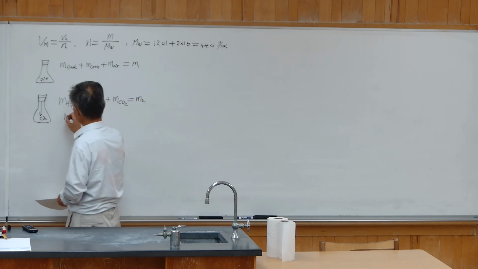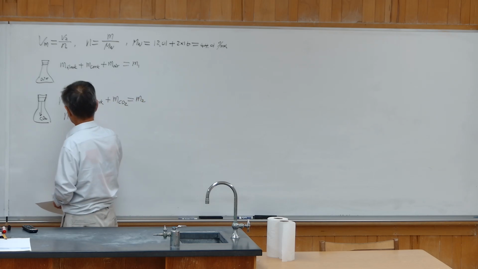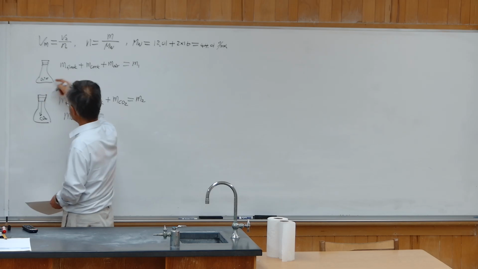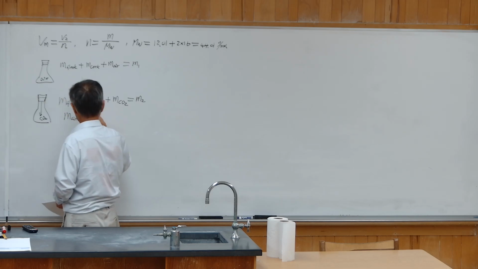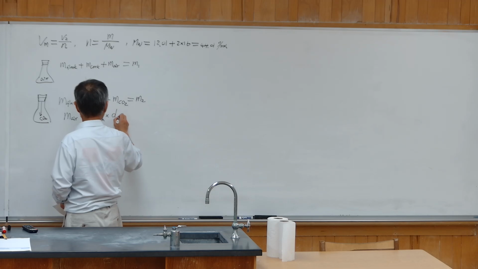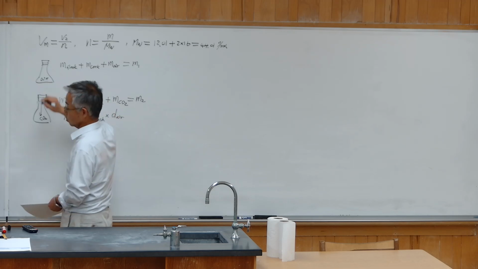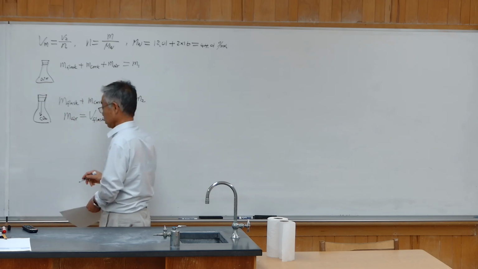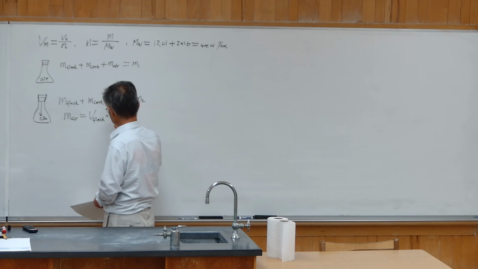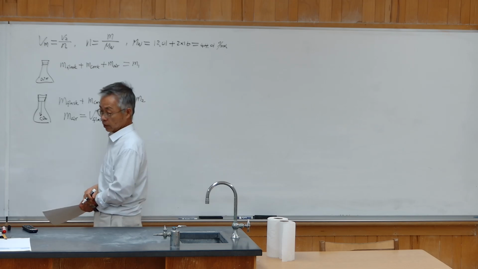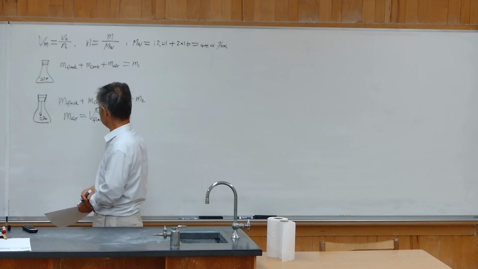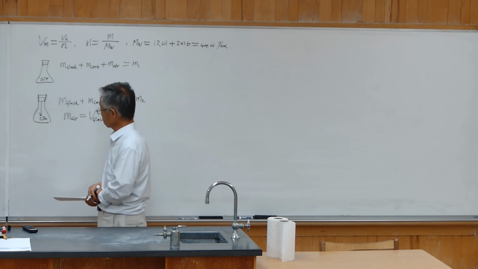and M air comes from the volume of this flask multiplied by the density of the air. Volume of flask is volume of air times the density. Right? And the density of the air depends on pressure and temperature. It will be listed in the data sheet. And for the volume we use water.